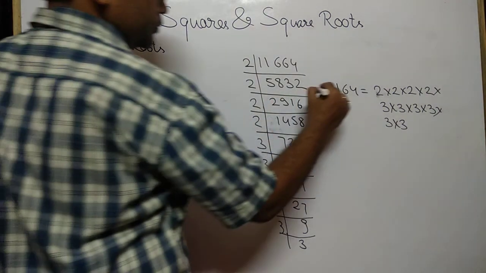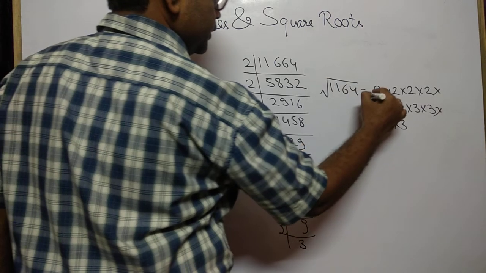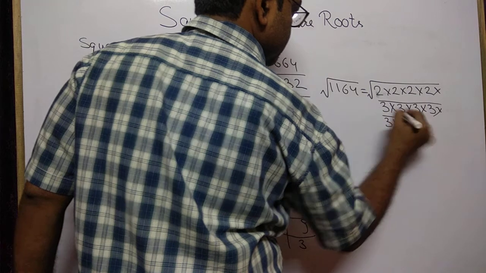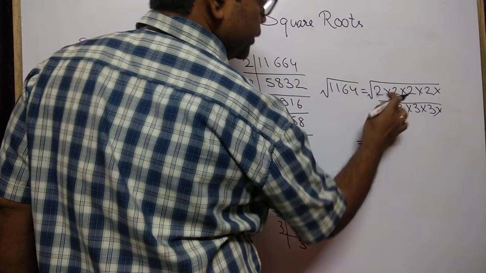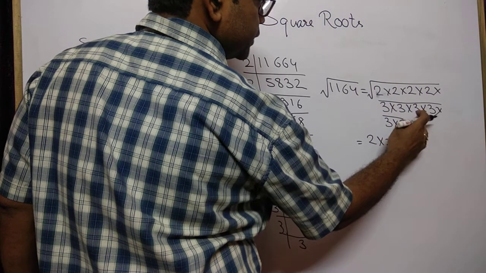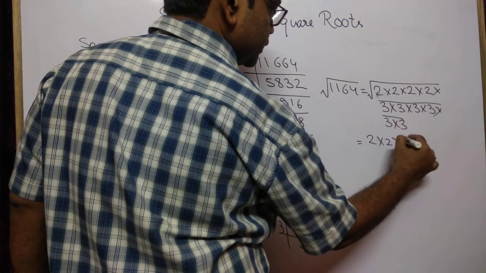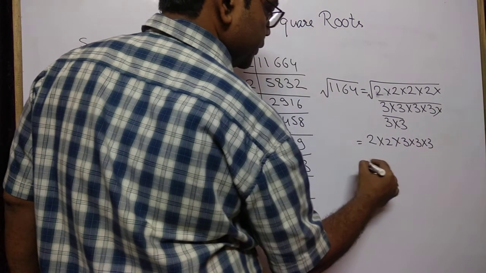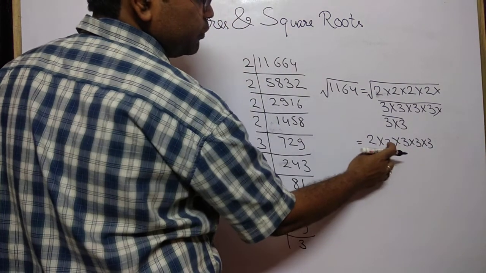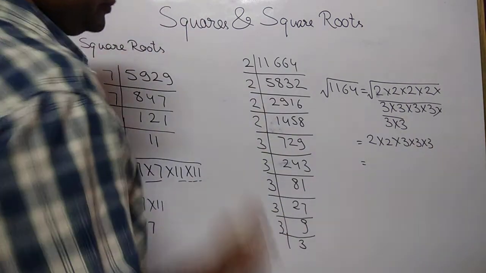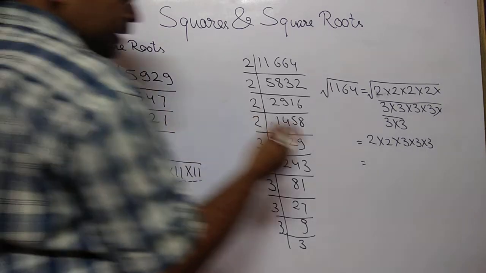So square root of this, this is the square root symbol now. So we make the pair. There are 2 pair of 2, so 2 into 2. There are 6 pair of 3, so we must write down 3 times 3. Now multiply. 2 2s are 4, 4 3s are 12, 12 3s are 36, 36 3s are 108.